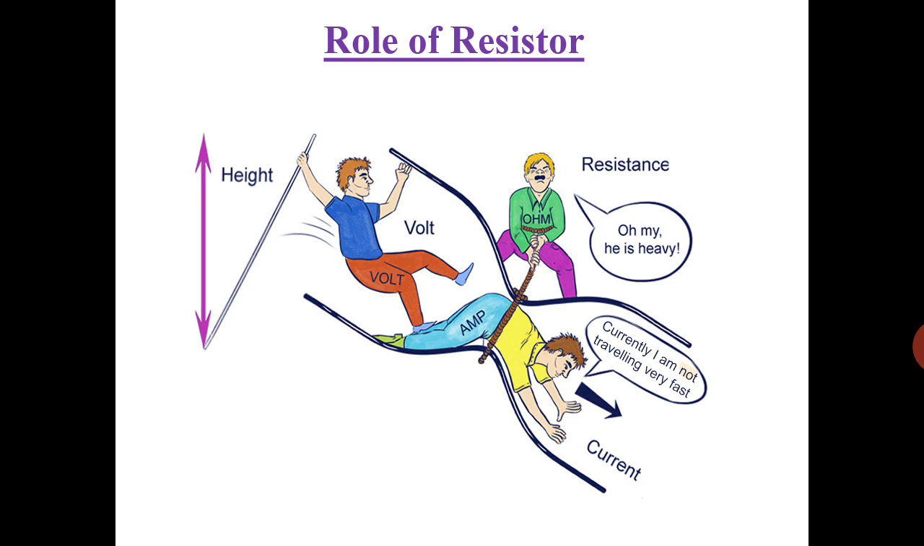So that is a function of the resistor. And current is obviously free to move in a conductor, and voltage is nothing but a pressure or force which is built up to move the ampere, the current, from one end to another end. This clearly shows what is the role of the resistor.